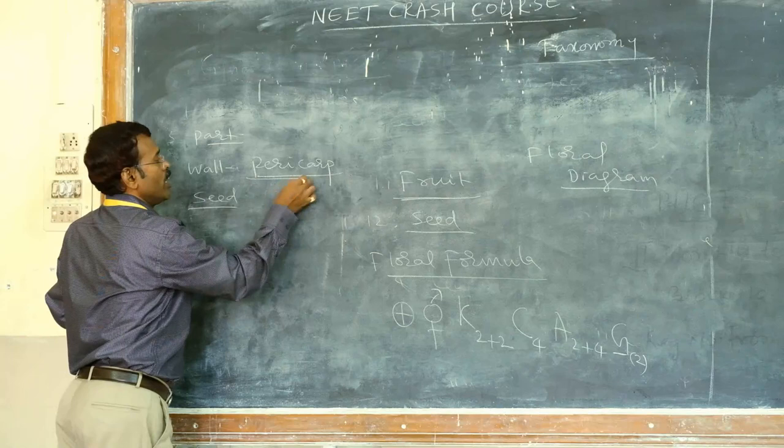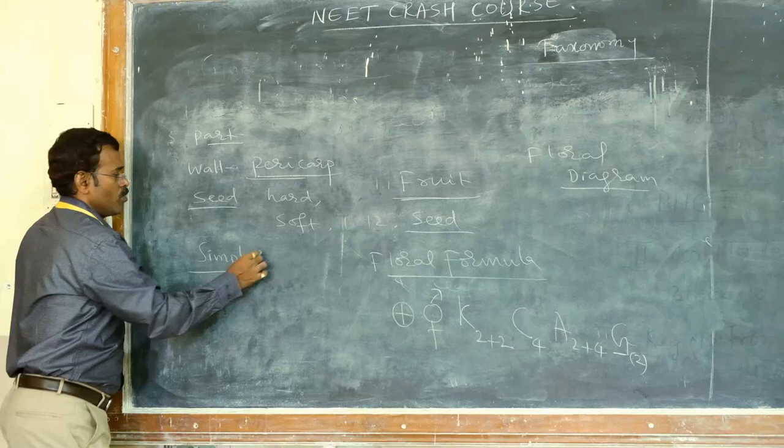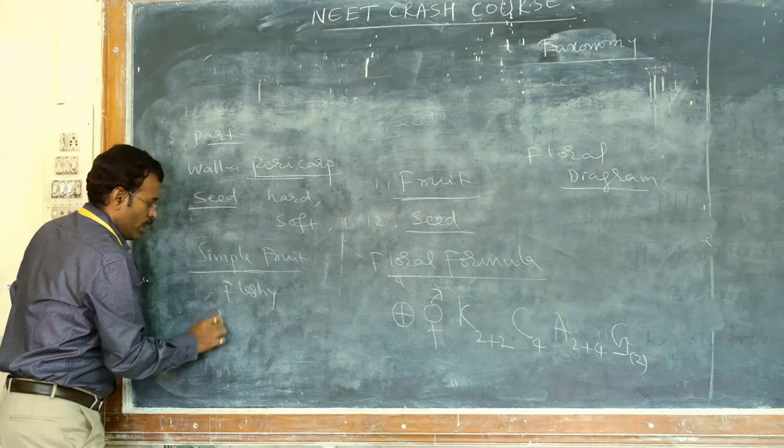Pericarp can be hard or soft, whatever it is. So one kind of fruit we have for our syllabus is simple fruit. In that, mainly fleshy fruit, we have one example, one type mainly drupe. Drupe is a simple fleshy fruit.